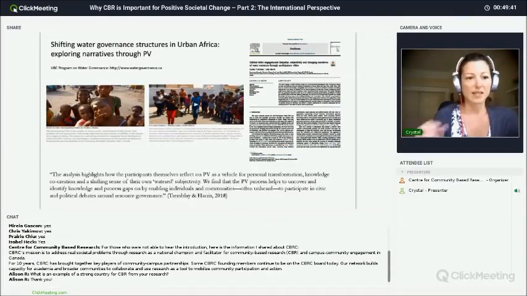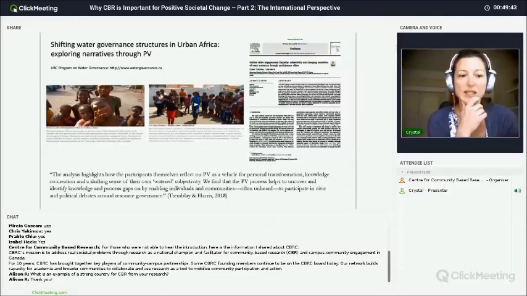And the next case study I just wanted to share is some research we did recently. I participated with the Water Governance Program at the University of British Columbia, looking at shifting water governance structures in Accra, Ghana, and Cape Town, South Africa. Perhaps some of you have been following the water crisis in Cape Town, which is alarming, to say the least.